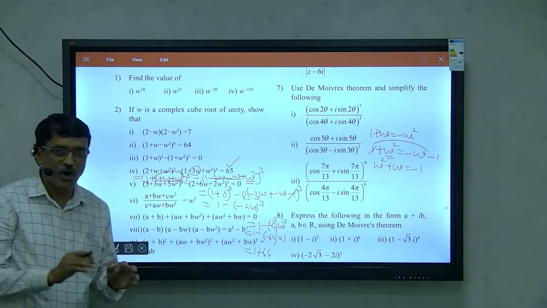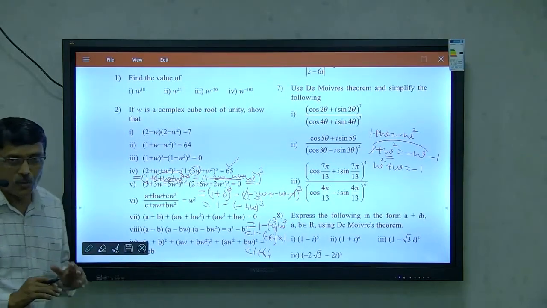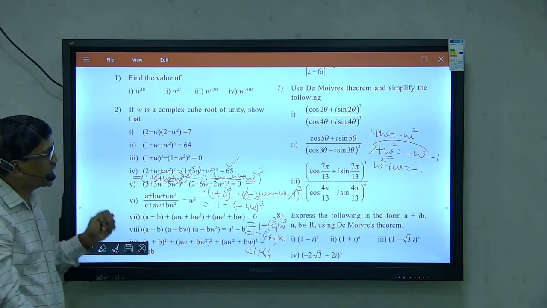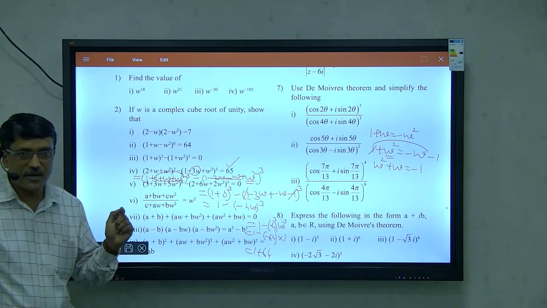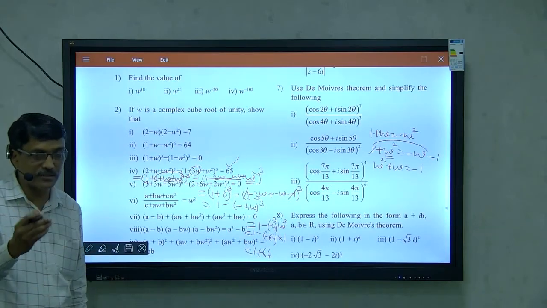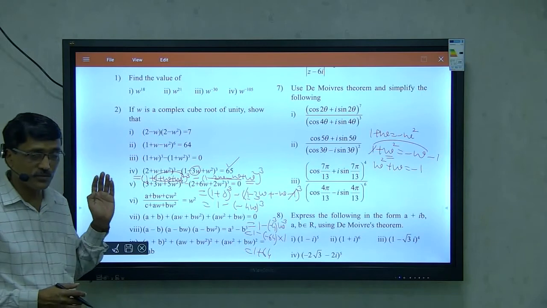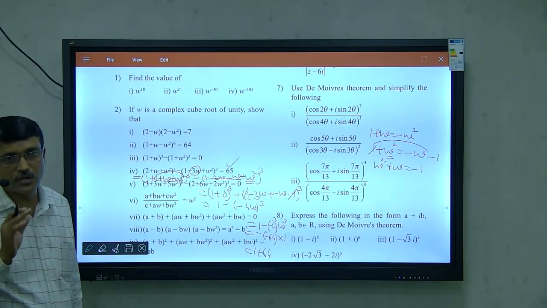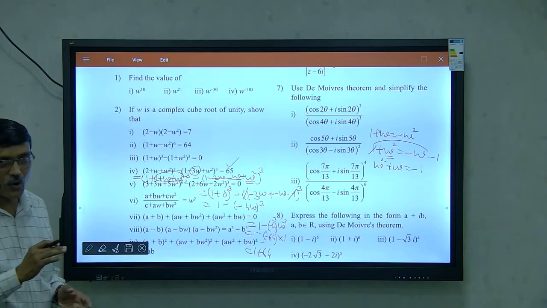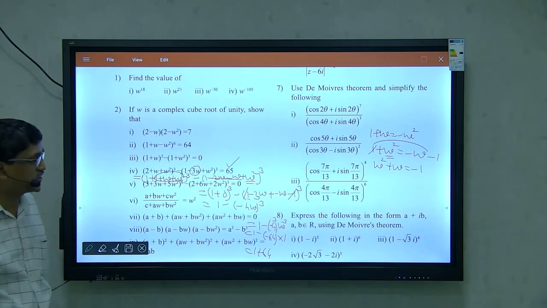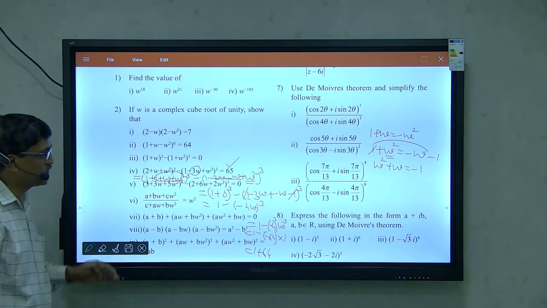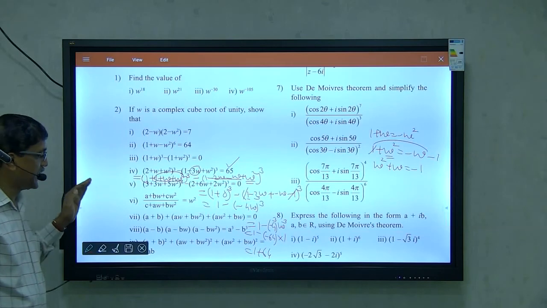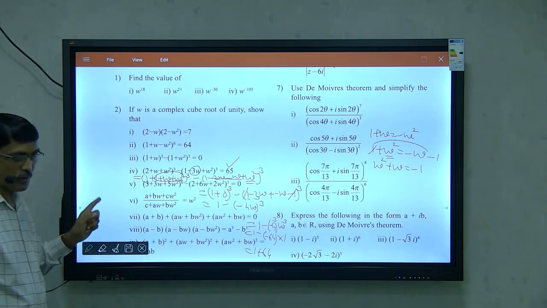This is how we can solve examples based on omega. Omega is a cube root of unity. Its value is minus 1 plus i root 3 upon 2. And omega square, the third root, which is the conjugate of omega, has value minus 1 minus i root 3 upon 2. Both omega and omega square are squares of each other and conjugates of each other. Using these values and properties of omega, we can solve the examples based on omega.